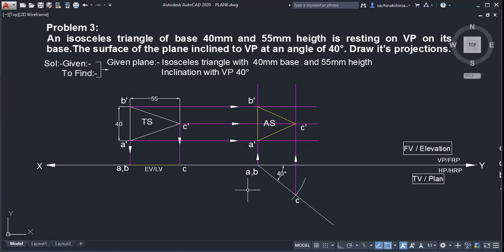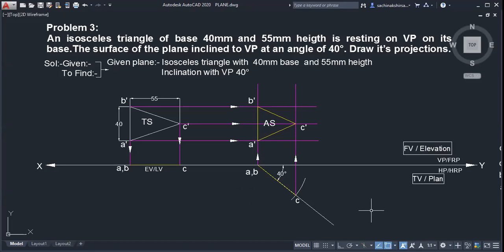Yes, sir. Only drawing means draw projection, which means to draw the front view and top view. That's all. If you want to make it dark again, you can make it dark like this, so that it will be something like this. Have you understood the problem? Yes, sir.